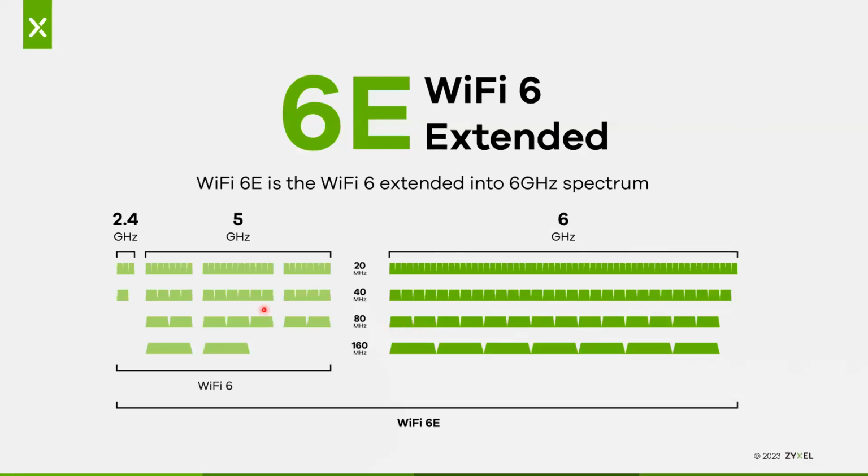The challenge you run into here is there's not that much spectrum available, and if you want those fast speeds, you want to use these 160 megahertz channels. Well, there's only 2 in 5 gigahertz. There's none in 2.4. And these channels overlap DFS.